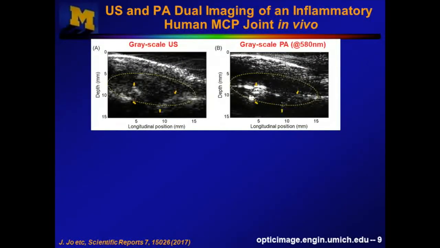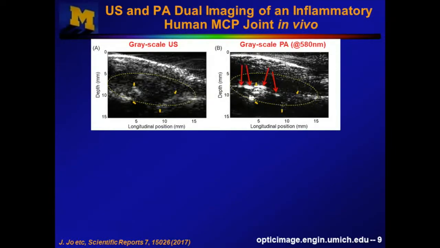Here is an example result of ultrasound and photoacoustic dual modality imaging of an inflammatory human MCP joint in vivo. This one is the grayscale ultrasound image, and on the right side is the grayscale photoacoustic image. As you can see, in the photoacoustic and ultrasound images, there are a lot of similar structures.